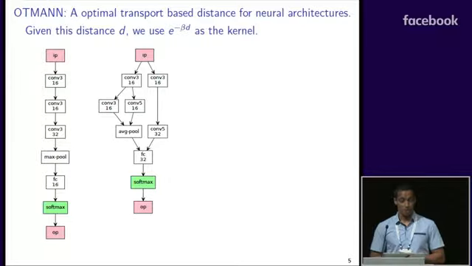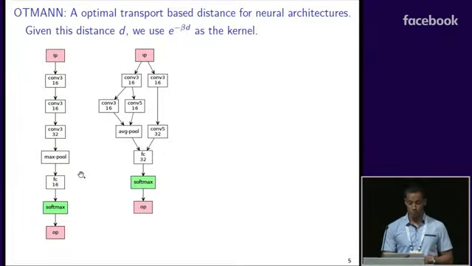Our first contribution is that we develop this distance called OTMANN, which is based off optimal transport for neural network architectures. And given a distance d like this, we can use e to the minus beta d as the kernel. So how would you compute this distance, let us say, between these two networks?